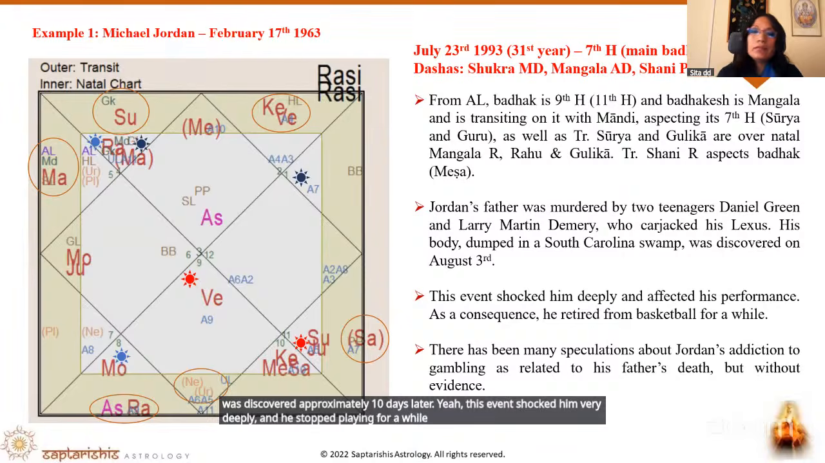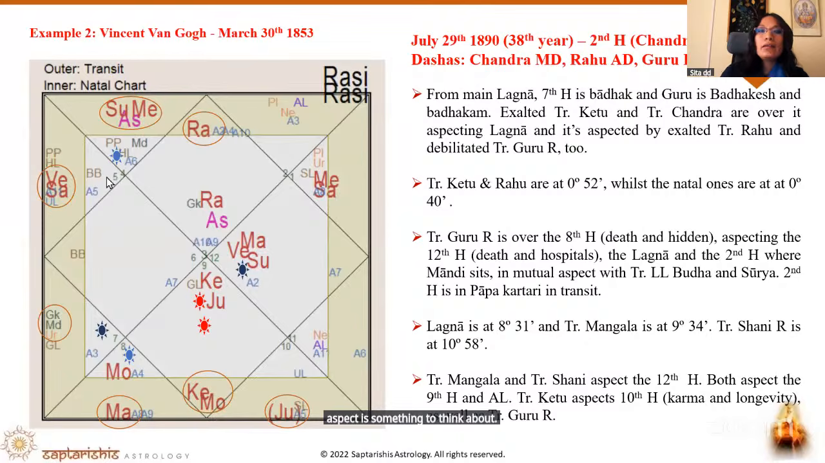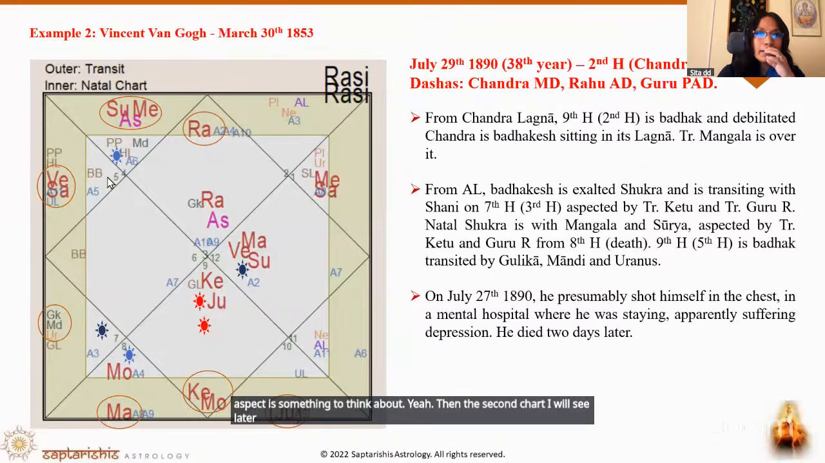And it's interesting also, the speculations about Jordan's addiction to gambling related to the father's death, because the 5th house is the house of addictions too. And we see Shukra related here, Ketu with Shukra in transit on the 12th house, aspecting the Moon, is something to think about. Then the second chart, I will see later if there is still time.